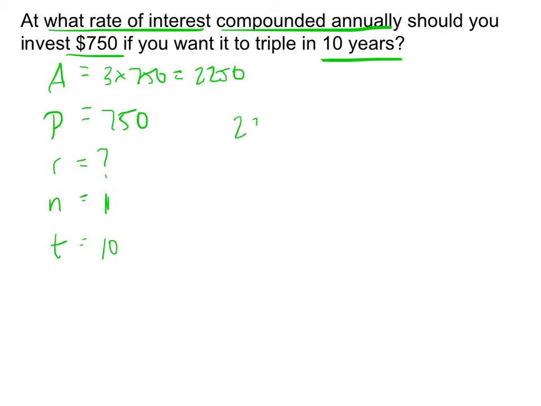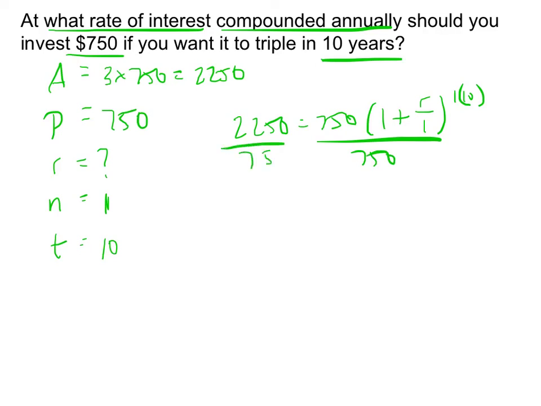I know I'm going to have 2250 equals 750 times 1 plus, and we're trying to solve for our R over 1, raised to the 1 times 10. Okay, and now we're going to solve this just like we did last time. I'll divide both by 750, divide by 750, and when I put it in the calculator, I get 3, and then I'll get 1 plus R to the 10th.